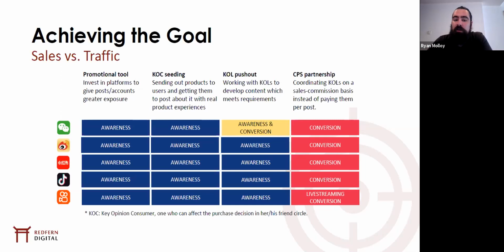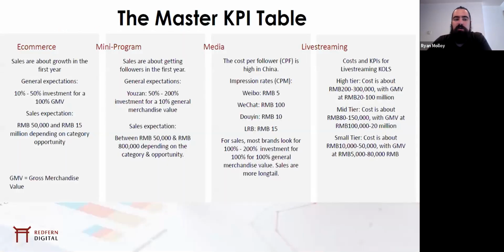WeChat KOLs, although quite low in terms of CPM, generally have quite a good return on investment when linked directly to stores as well. So that's something that we'll often work with. Their exposure is not great, but for sales, it can be quite good.